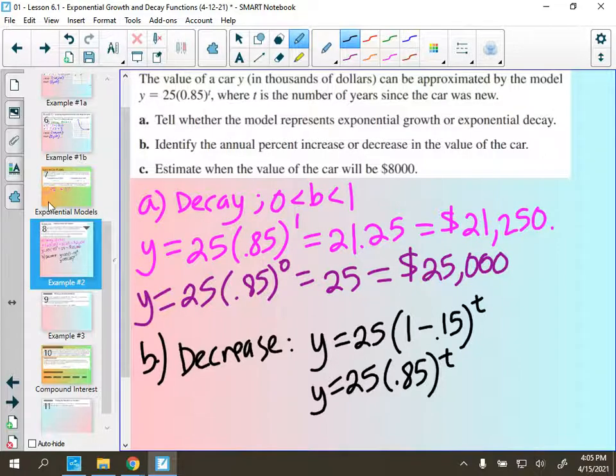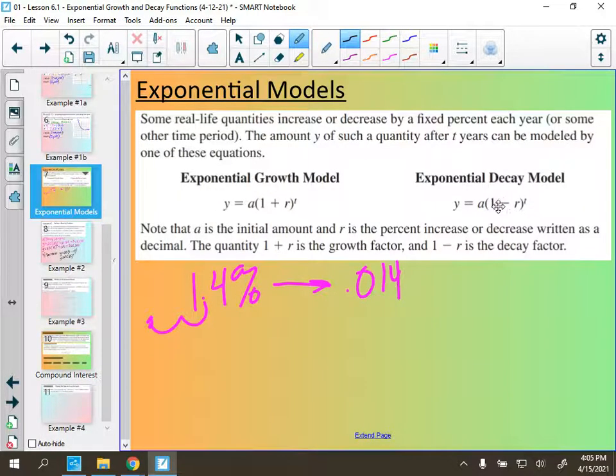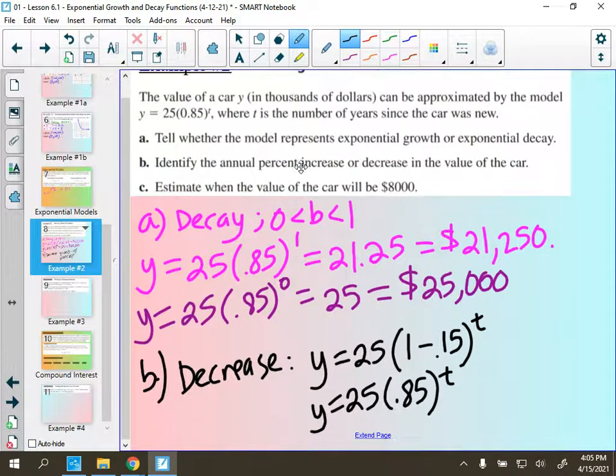So when I see this, remember going back to our model, that r, what we just subtracted, that 0.15, is the percent decrease in the value of the car. To put it in words, we're losing 15% of the value of the car we bought every single year. That number wasn't on the page, it wasn't a percentage, but it is decreasing. I can tell because it's a decay function. And where did it come from? 1 minus this number tells me my percent increase or decrease.